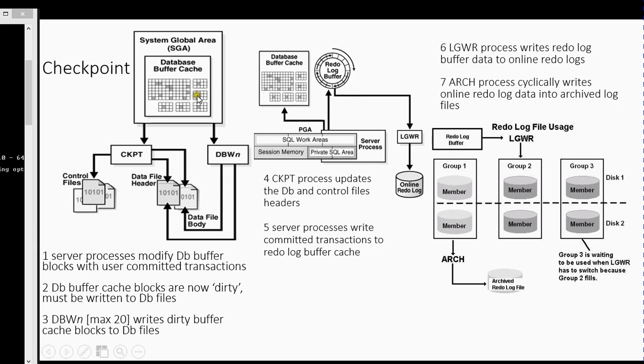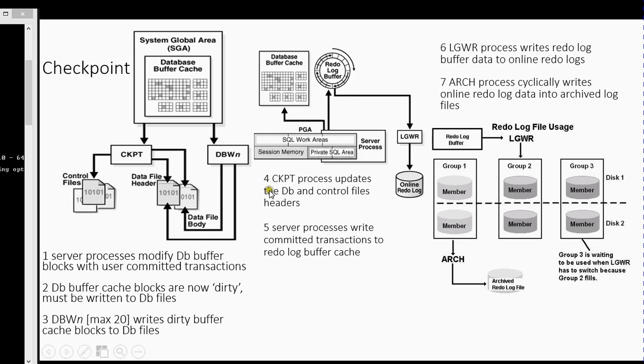If the server process can no longer write to the database buffer cache because there are too many dirty blocks, then the database writer process goes inside the database buffer to clean up the dirty blocks, and takes that information and places it in the data file. Specifically, it places it in the data file header and the control file header.